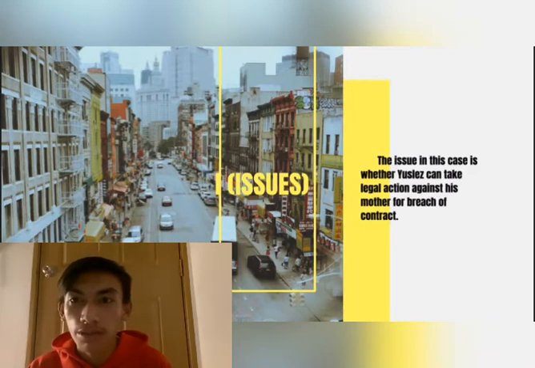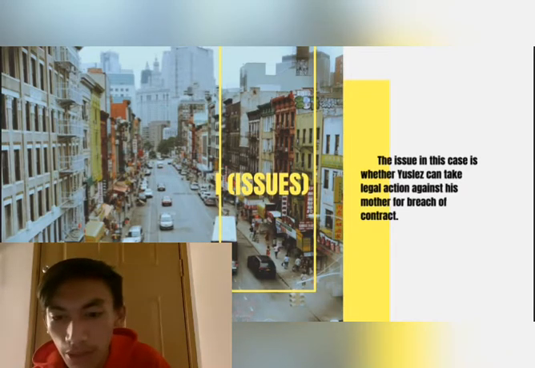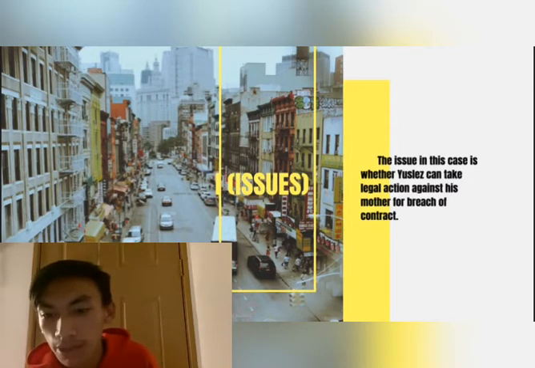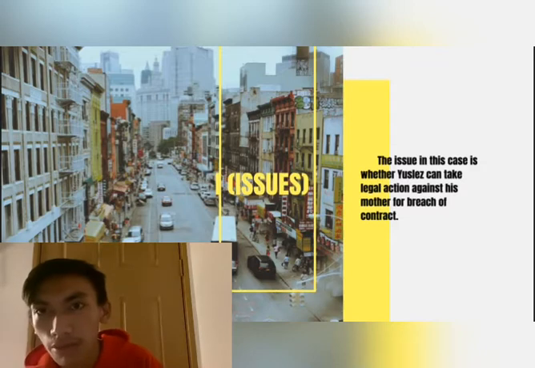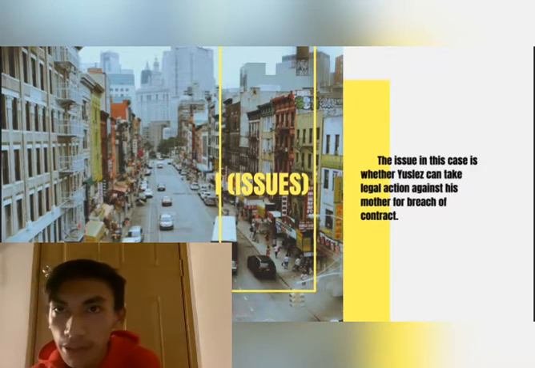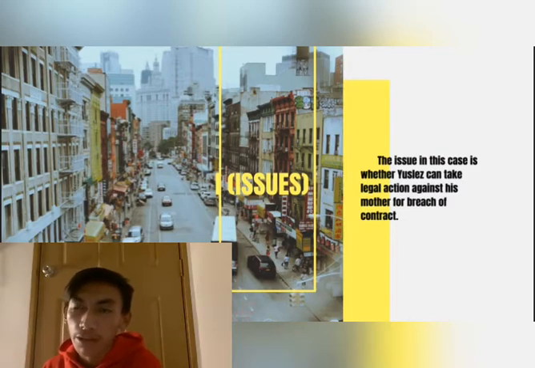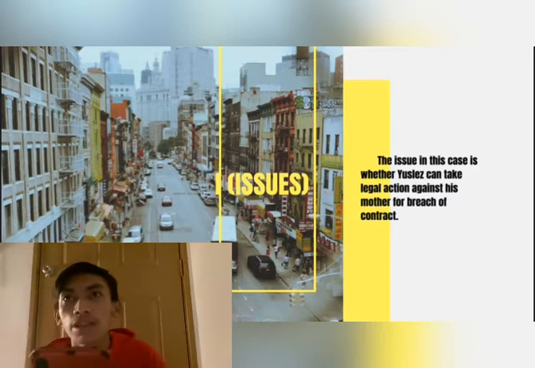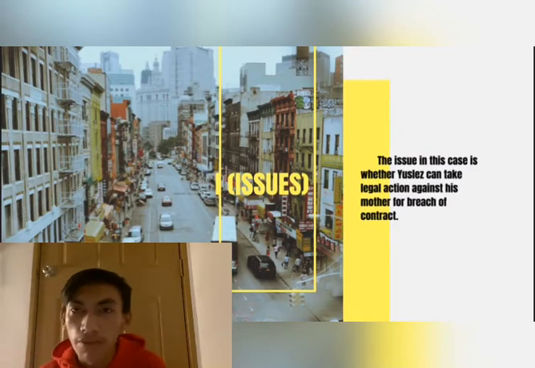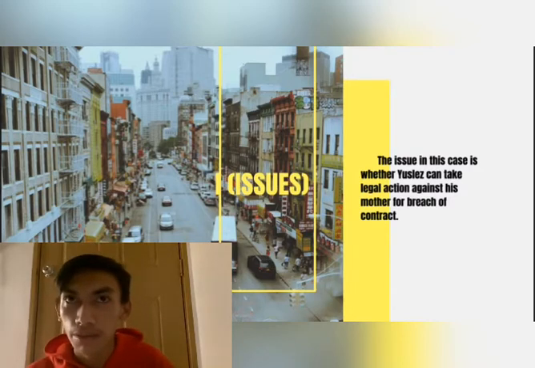Okay, the first one is the consideration. Based on the scenario, the issue in this case is whether Useless can take legal action against his mother for breach of contract. Useless has entered into an agreement with his mother for providing him 1,000 as his monthly expenses and a single story house to live in in order to further his study. After 6 months, his mother stopped providing him those two things because both of them had a misunderstanding, and his mother made a decision to stop providing them.